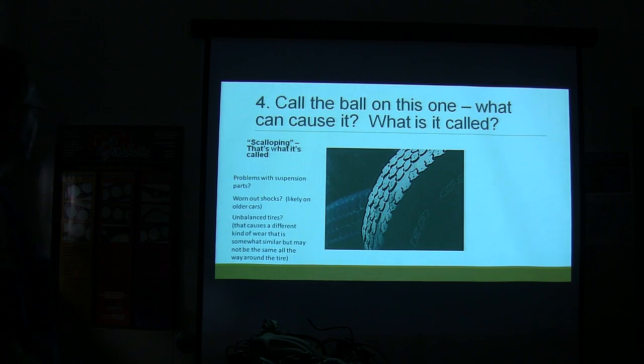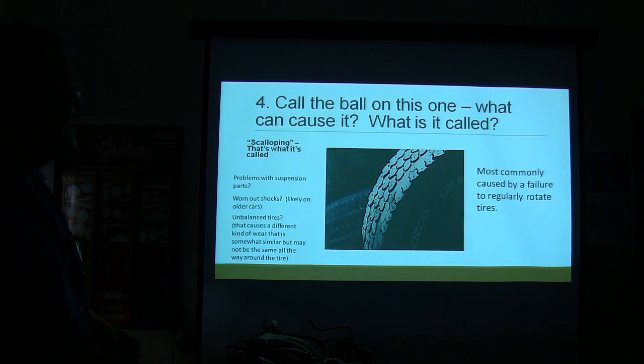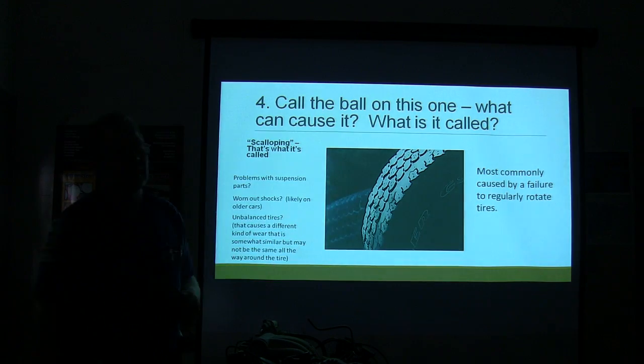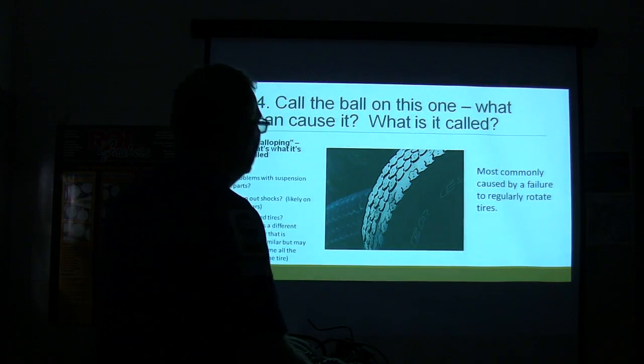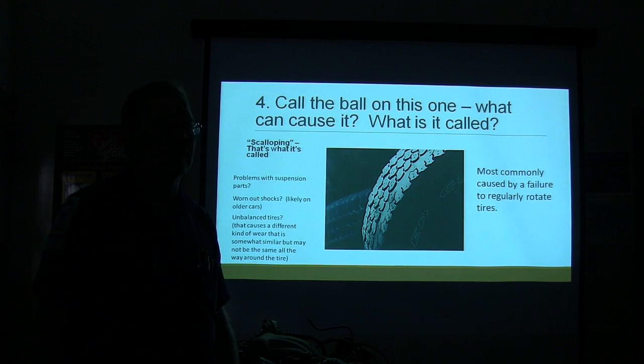Unbalanced tires cause a different kind of wear that's similar, but it may not be the same all the way around the tire. There's also, sometimes, a flat spot on one place on the tire where somebody had to lock it up and slide. But this is most commonly caused by a failure to rotate the tires regularly.